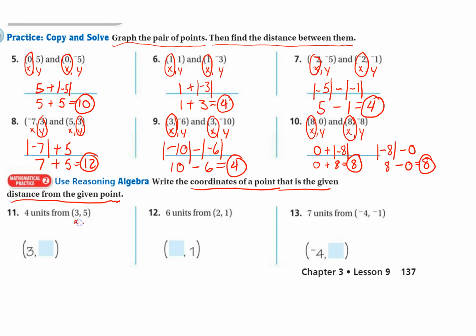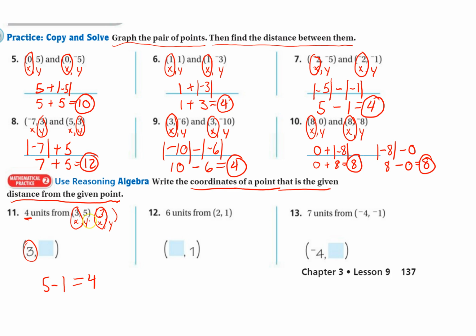So we have x and y, and we have x and y, and they told us the x has to be 3. So in this case, the x values are 3. So what would the y value need to be in order to make it 4 units away from this point? Okay. Well, we look at the y values, so we have 5. And then 5, what do we need to do to 5 so it equals 4? Well, now it's pretty obvious. We need to take away 1.